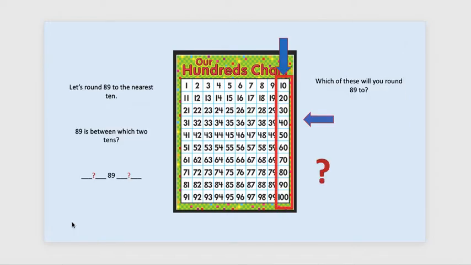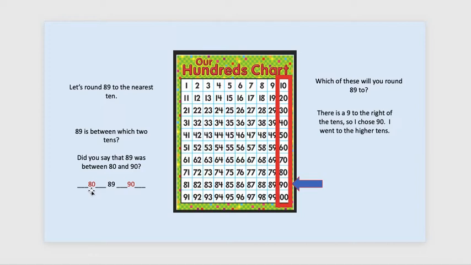Let's round 89 to the nearest 10. What do I do first? Before I say the answers, you decide which two tens would be on the sides of 89. What is 89 between? Which of these numbers are on the sides of 89? What would it be between?